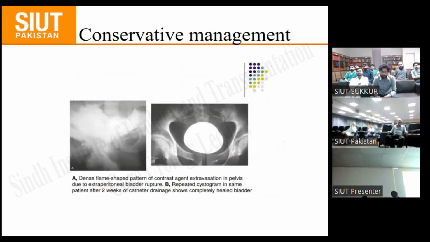Now, this is an example of a patient who had an extraperitoneal bladder injury that was successfully managed just by placing a large bore catheter and conservatively. In the first image, we see a dense flame-shaped pattern of contrast, which we were just seeing is suggesting the extraperitoneal injury. This patient was managed by bladder drainage alone, and after 2 weeks of catheter drainage, we have the second image, which shows a completely healed bladder with no contrast extravasation.